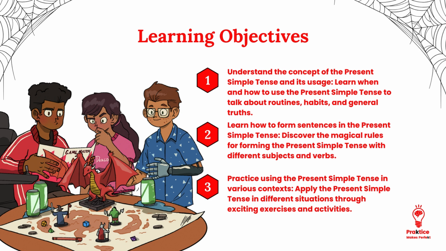Objective number 2 is to learn how to form sentences in the present simple tense. We will uncover the magical rules for forming the present simple tense with different subjects and verbs. Objective number 3 is to practice using the present simple tense in various contexts. We will engage in exciting exercises and activities that allow us to apply the present simple tense in different situations.